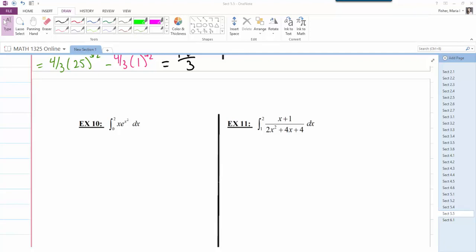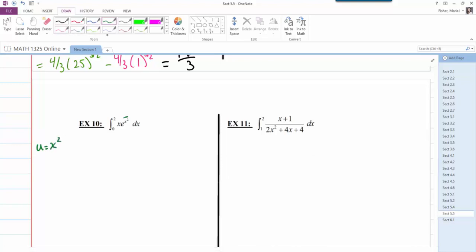Number 10 is the integral from 0 to 2 of x e to the x squared dx. So the first thing we want to do is figure out what u should be. Again, if it's e raised to a power, u should be that power. So u is going to equal x squared.